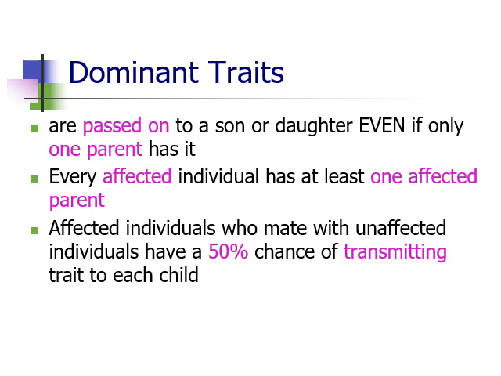Every affected individual of this dominant trait is going to have at least one affected parent because that's where they got it. Affected individuals who mate with unaffected individuals will have a 50% chance of transmitting the trait to each child. So if someone is dominant for a trait and they're mating with someone who is recessive, when they pass those traits down, there's at least a 50% chance that the kids will get that dominant trait.